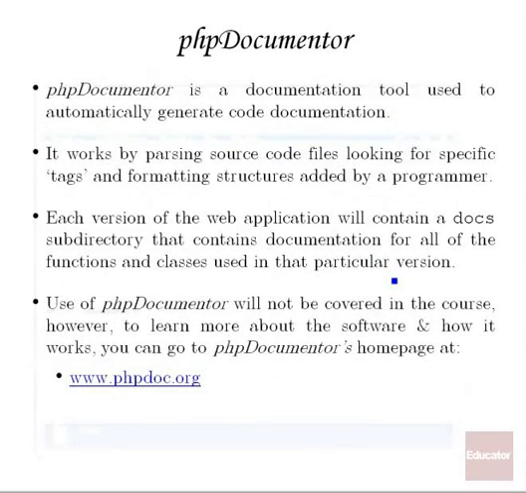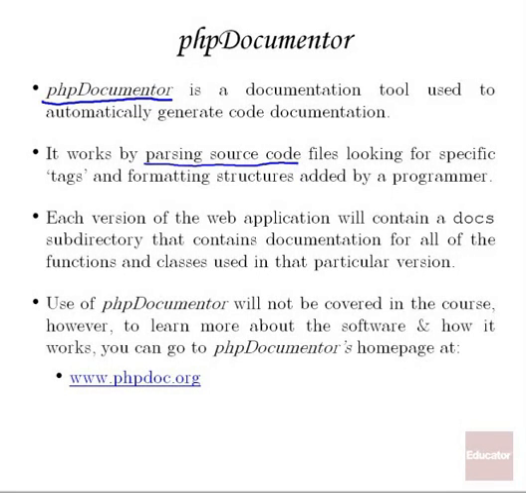As mentioned, the code that we're going to be including in the zip file that you can download for this course is going to be documented using a tool known as PHP Documenter. It's a tool that's used to automatically generate code documentation. The way it works is it parses source code files and looks for particular tags and formatting structures that you add as a programmer, and then from those it can generate documentation.